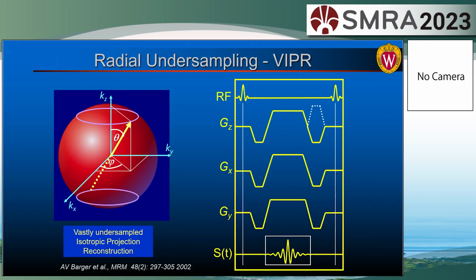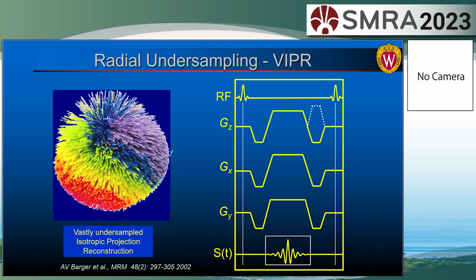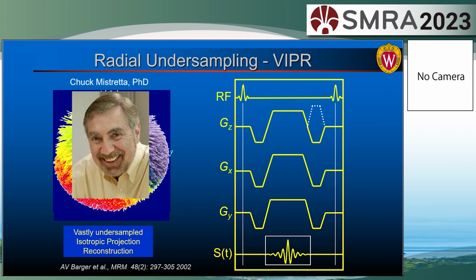Something that we use at the UW a lot is radial undersampling. This is a 3D implementation here that we call VIPR for vastly undersampled isotropic projection reconstruction. We also call it the Koosh ball trajectory because it kind of resembles a toy Koosh ball, and it was pursued for contrast-enhanced angiography originally by Chuck Mistretta, who attended this meeting very regularly until last year. And he has now retired from his scientific career.